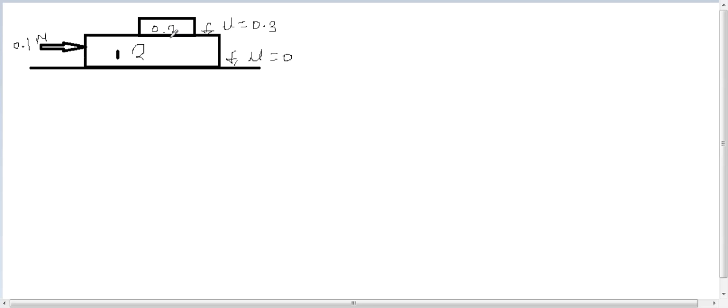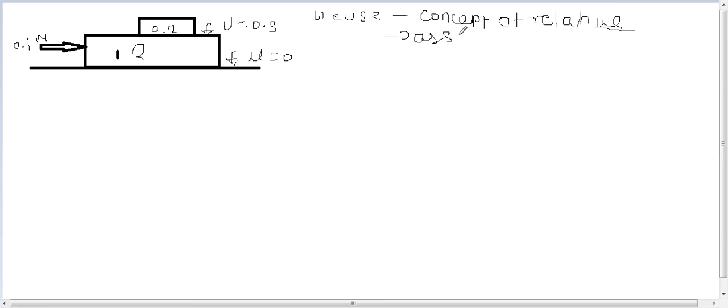Okay guys, now first we have to think about the direction of friction. So how will we determine the direction of friction force? With the help of, we use the concept of relative motion. First thing, relative motion.